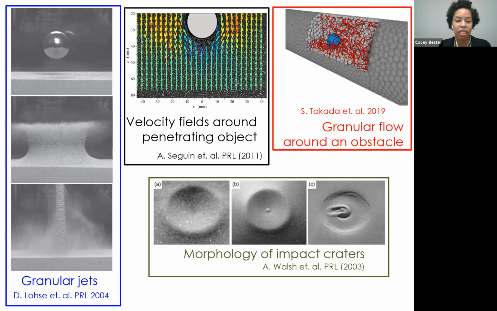There are also numerical approaches that have been used to look at particle scale interactions during impact, such as a couple of the examples that I show here, to look at the velocity fields around an intruding projectile in the granular media, or seeing how granular media flows around some obstacle. So those are just a few examples of the avenues that people have used to explore granular impact and further investigate the rheology of granular media.